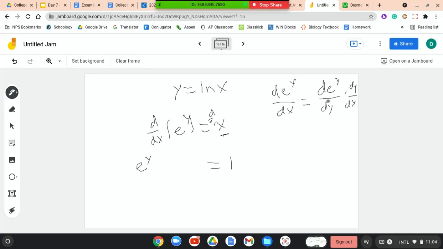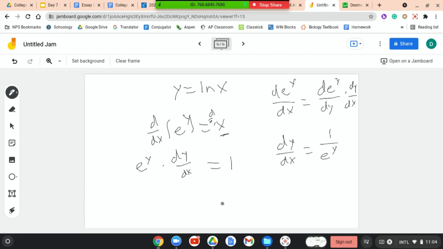It doesn't matter what variable we're using. We could use t, we could use d. The name of the variable doesn't matter, and it's the same for when we use y. As long as they agree with each other, we're going to get the same rule. So we get e to the y times dy over dx equals 1. Divide both sides by e to the y, dy over dx equals 1 over e to the y.